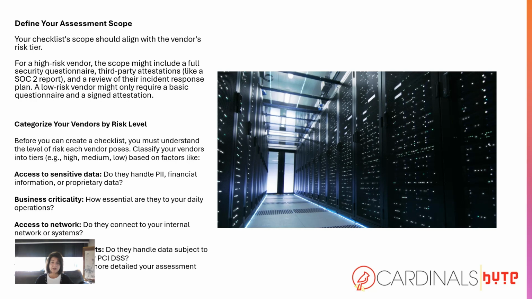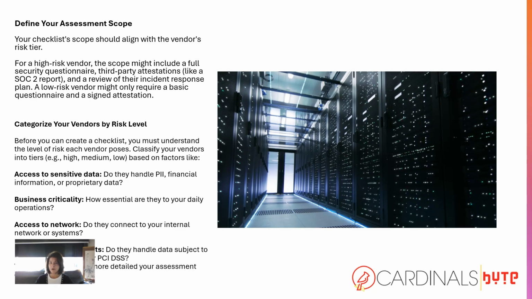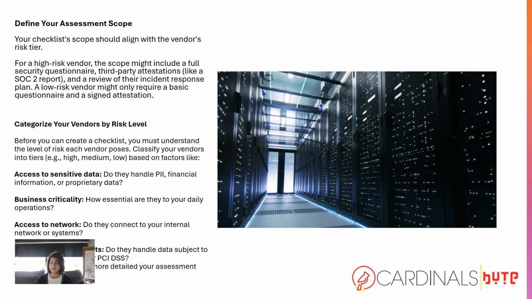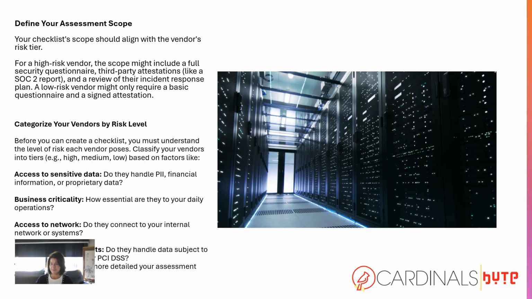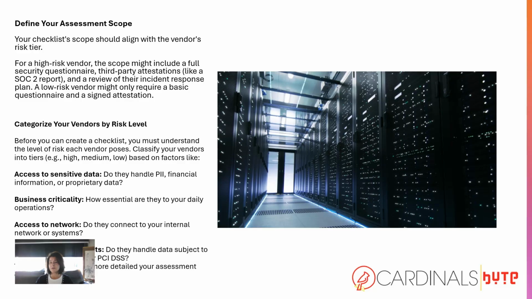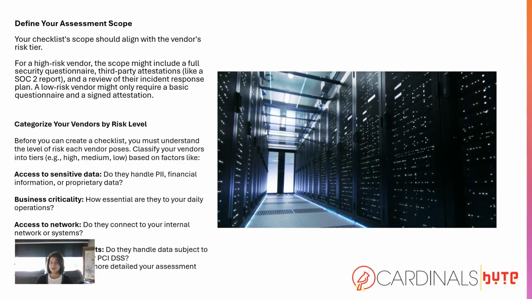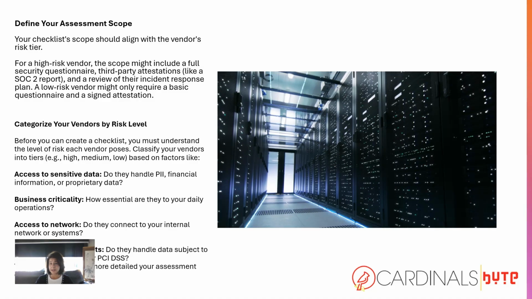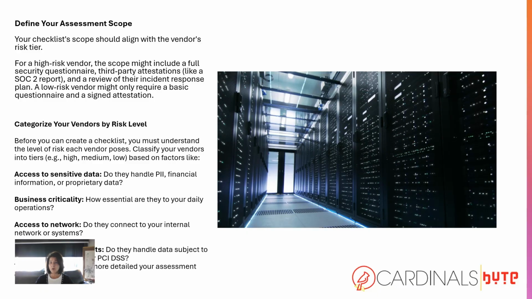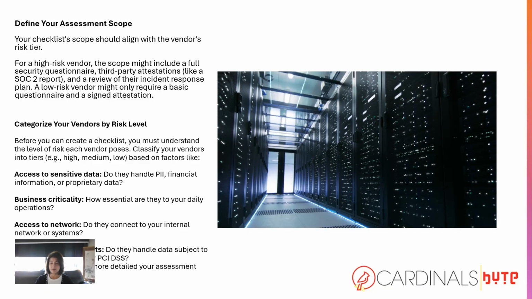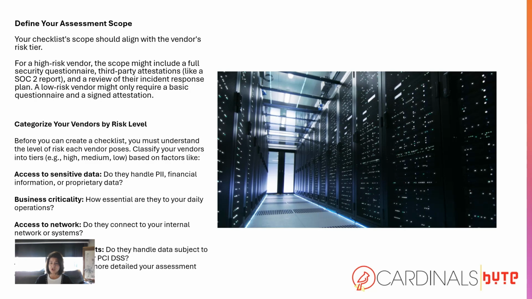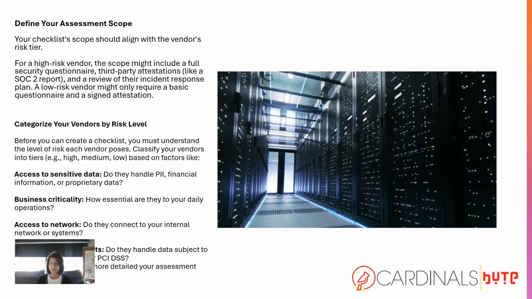Categorize your vendor by the risk level, as we just mentioned, right? Not all vendors are created equally. Classify them based on their access to your sensitive data and their business criticality. Why does it matter? Because this allows you to allocate your limited resources efficiently. A vendor with access to your entire network needs a more rigorous assessment than one who only provides office supplies. You can't perform a deep dive on every single vendor. Tiering ensures you focus your time and effort on the relationships that pose the greatest threat to your business.